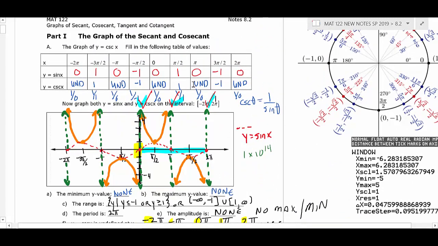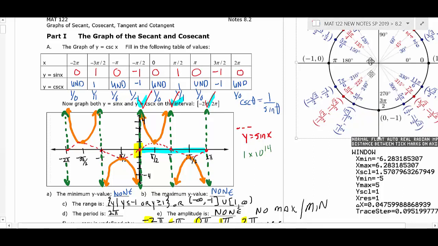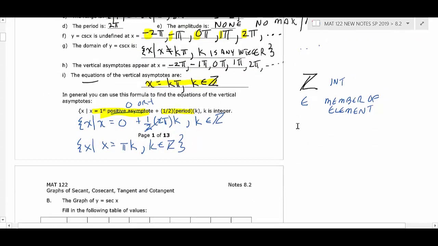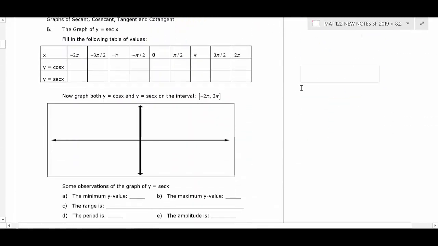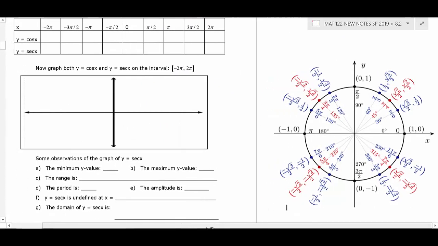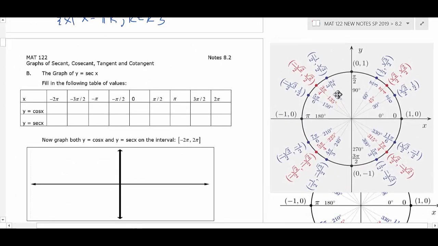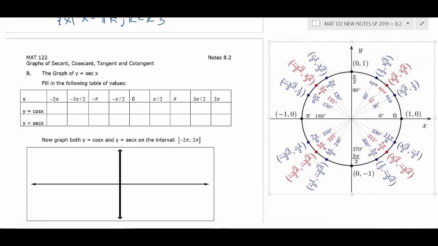So that would be the beginning of a cosecant graph, and then we'll move on and do a similar thing for the secant. Okay. All right, so I'm going to move on to the next thing, and we're going to do the same thing, except we're going to work a little bit now with the graph of the secant, which is very similar. So what we'll do is we'll start off by filling out the values for the cosine.